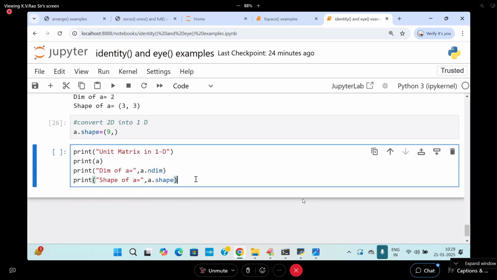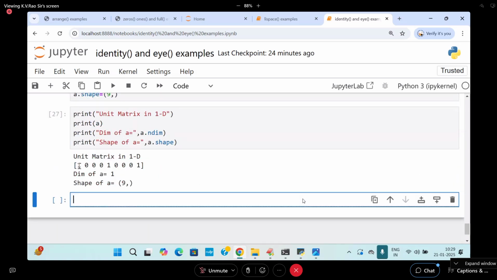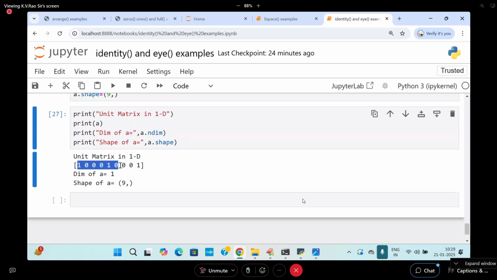So see, what is it going to be called? 1 0 0, 0 1 0, it is called 1D. The size is 9 comma, and the dim is 1. Have you seen this type of example in my class or not?